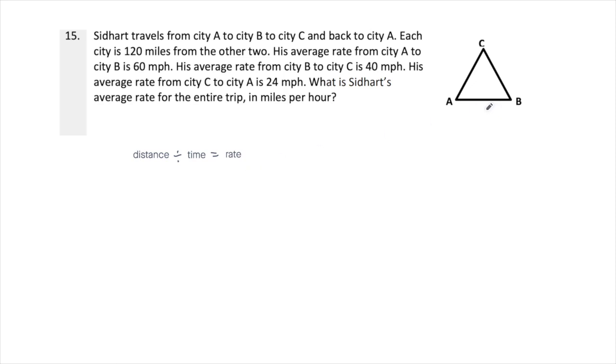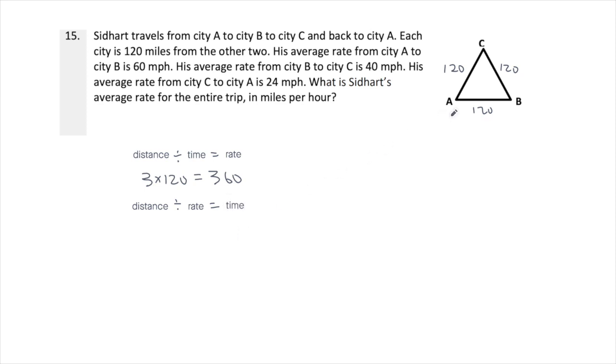The distance between A and B is 120, B and C is 120, and C and A is also 120. So the total distance is equal to 3 times 120, which is 360. Now let's figure out the time. To figure out the time, we can use the formula distance divided by rate is equal to time.